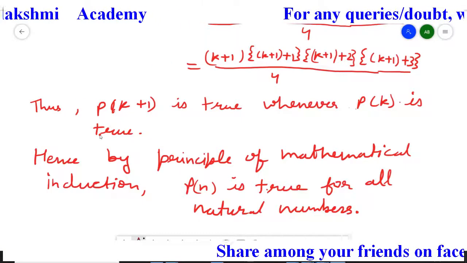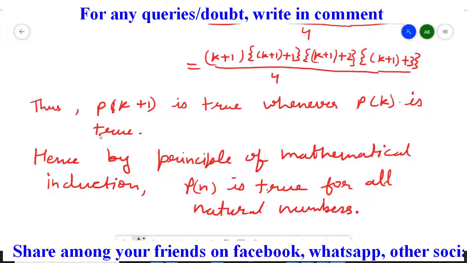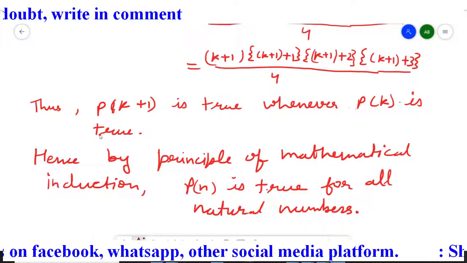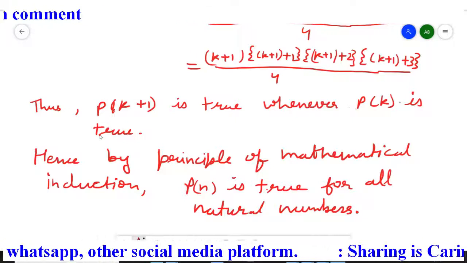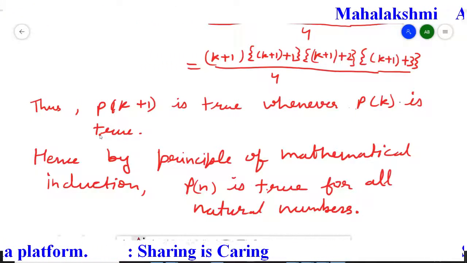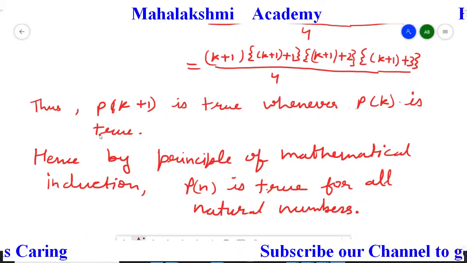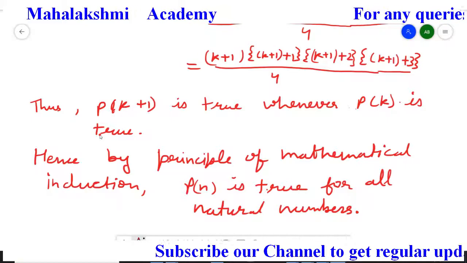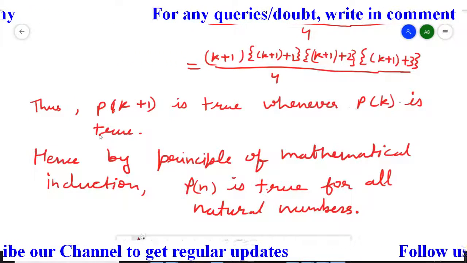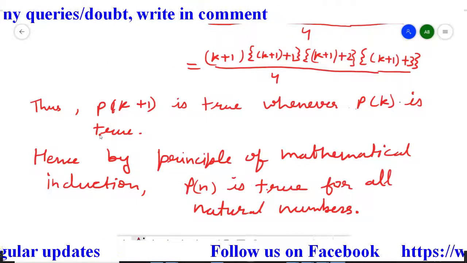So how have we done it here? There are 3 steps, students. First you have to prove that the given statement is true for n equal to 1. Then in the second step you have to assume the statement is true for n equal to k, and in the third step, with the help of the Pk statement, you have to show Pk plus 1 is true. If all these 3 conditions are satisfied, then with the help of the principle of mathematical induction we can say Pn is true for all natural numbers. So I hope this question is clear to you.